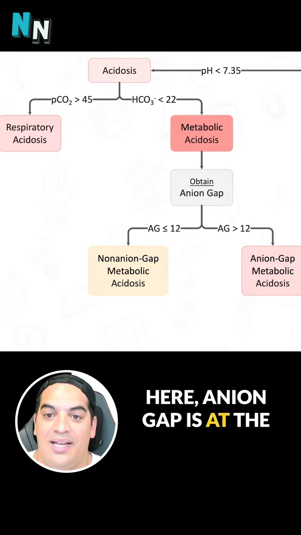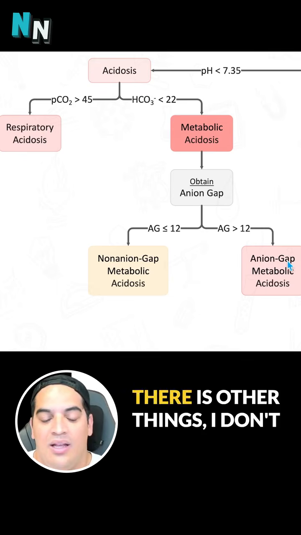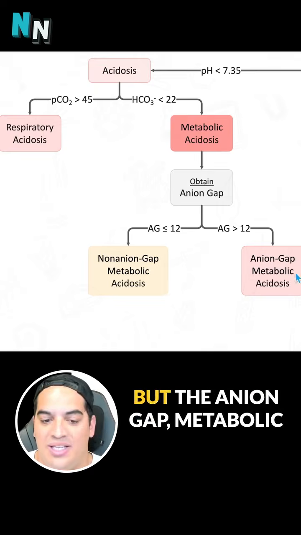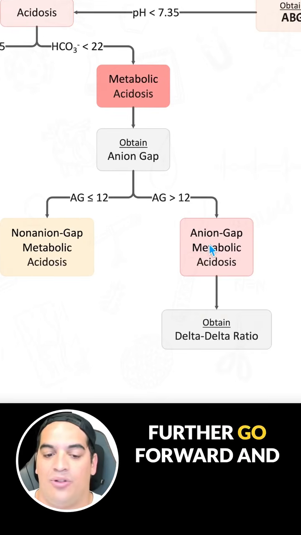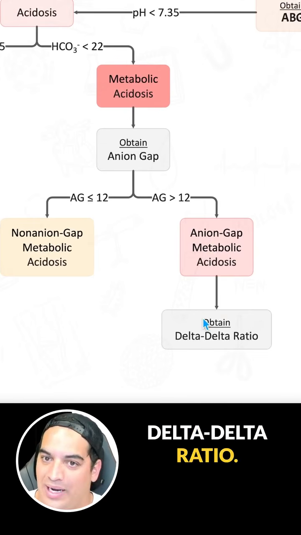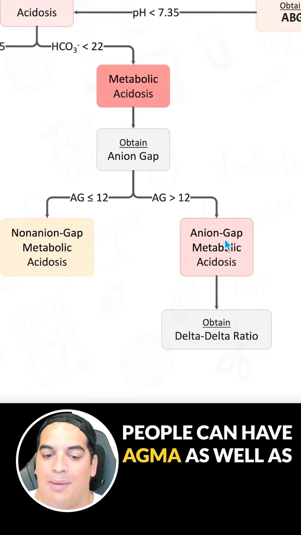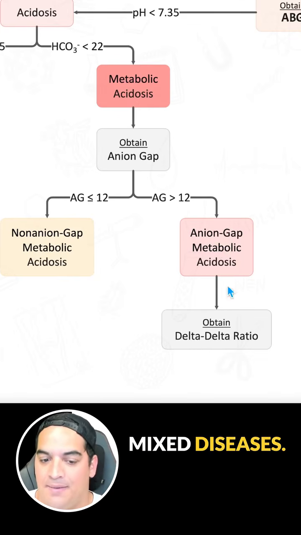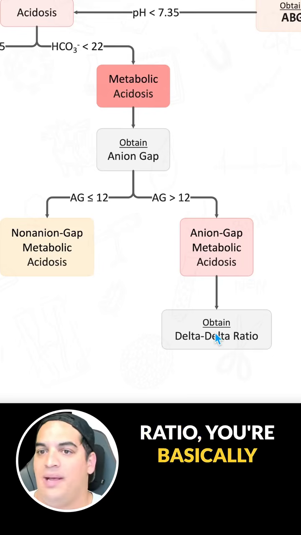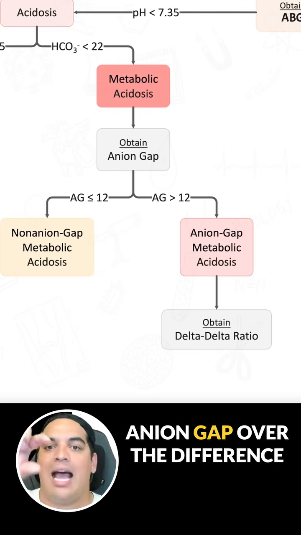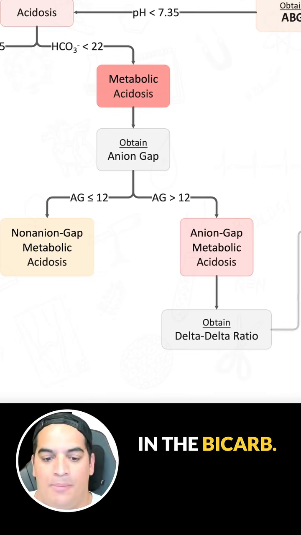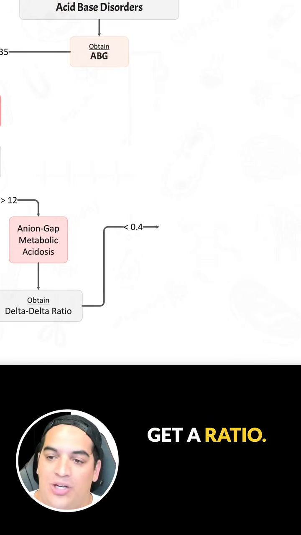Here, anion gap is at the cult mnemonic. There is other things. I don't want you to go too crazy, but the anion gap metabolic acidosis, you can further go forward and check what's called the delta-delta ratio, because sometimes people can have an AGMA as well as mixed diseases. When you check the delta-delta ratio, you're basically checking the difference in the anion gap over the difference in the bicarb. And based upon that, you get a ratio.